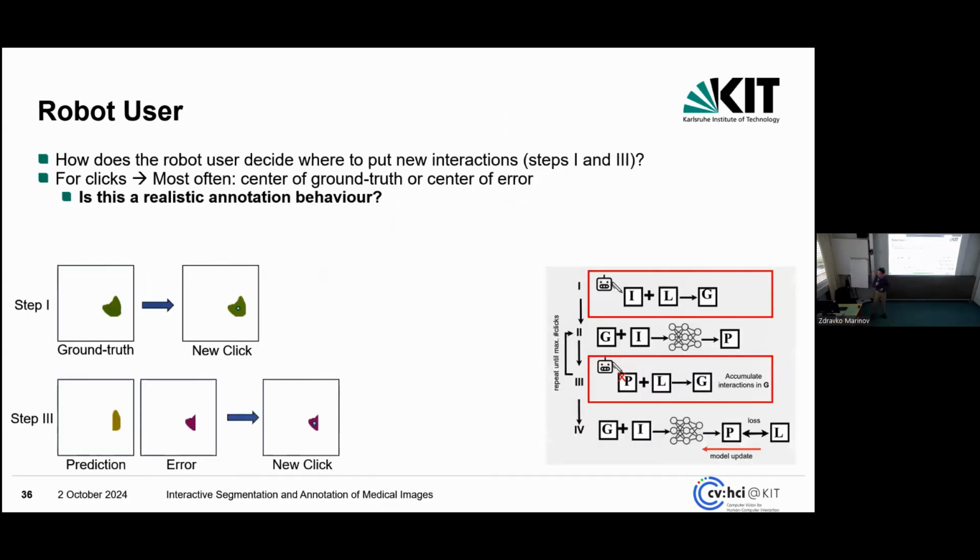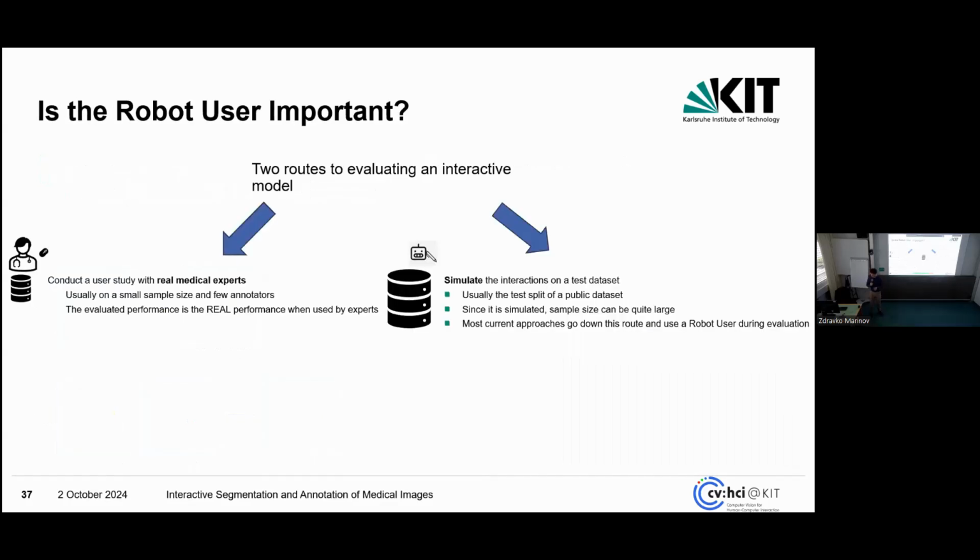So a good question here is, how does the robot user decide where to put a click, in the label or in the segmented area? A lot of the methods we looked at in this systematic review, which Paul mentioned, are using the center click. So you just use the centroid of the label or the centroid of the error, or maybe some uniform random sampling works as well. But is this actually realistic behavior? Is this something which annotators actually do?